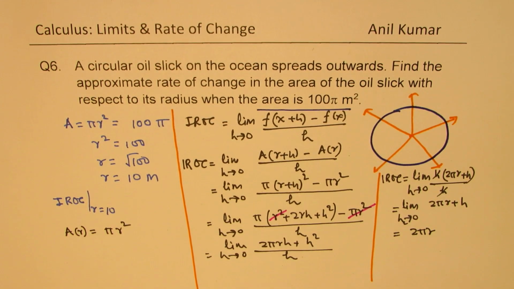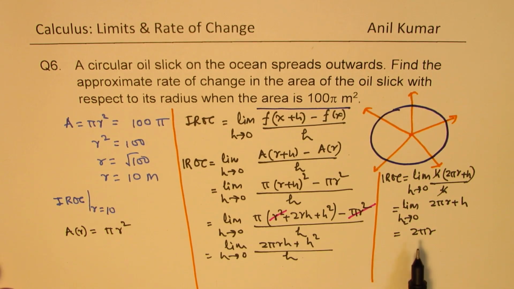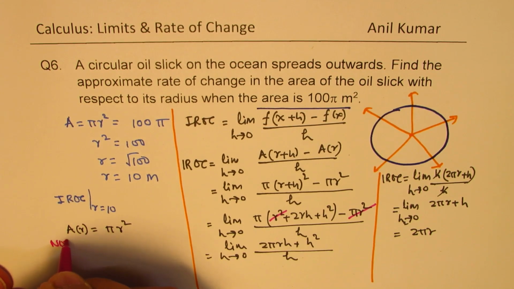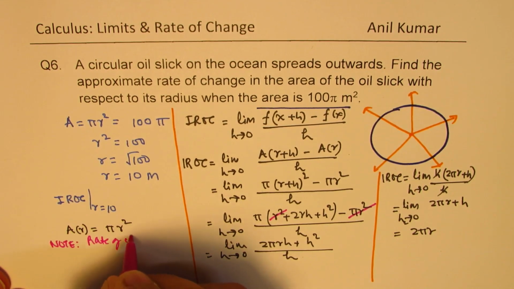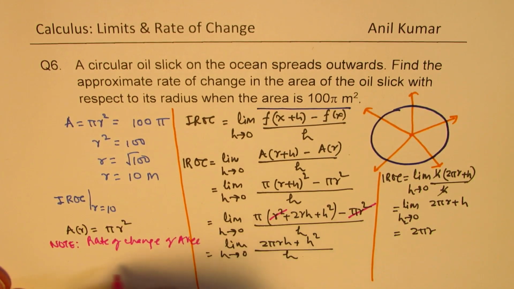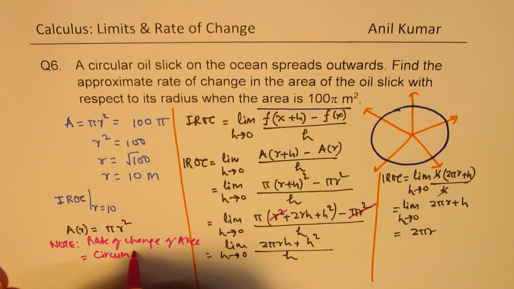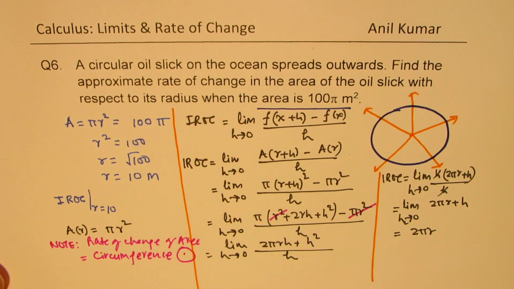Is that okay? So what is important to note here is that the rate of change of area is the same as the circumference, right? Do you see that? So let me make a note here, which is: rate of change of area equals circumference. So this is a very important result when we are talking about a circular thing.